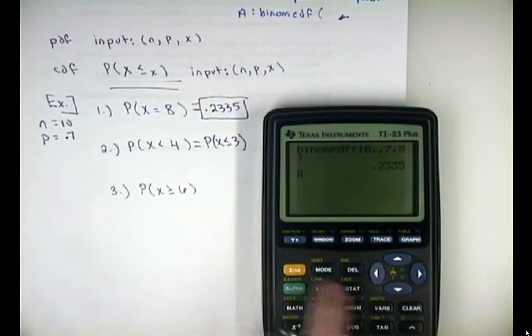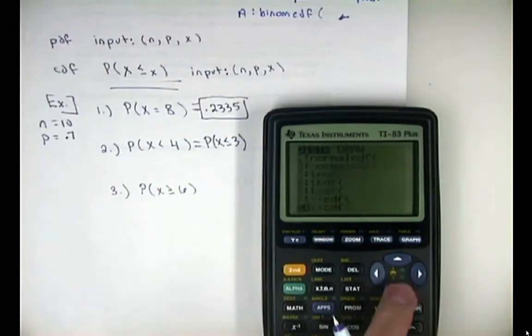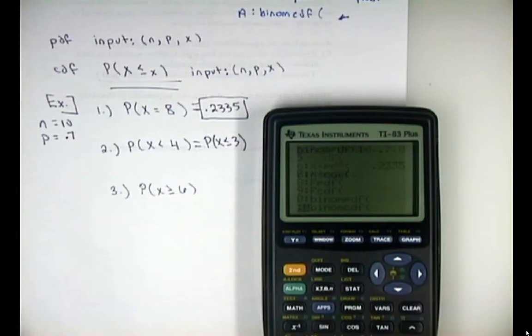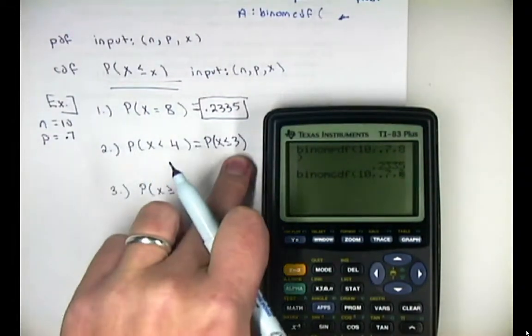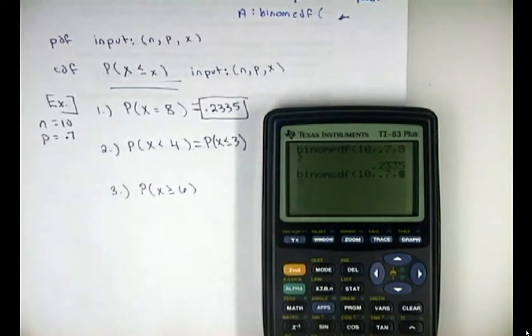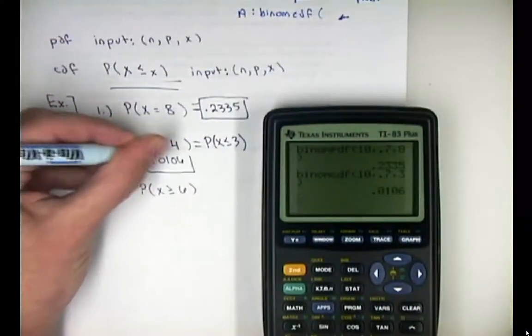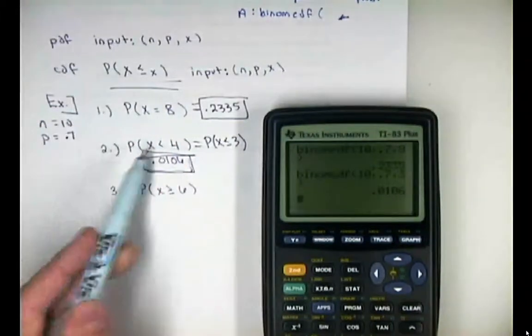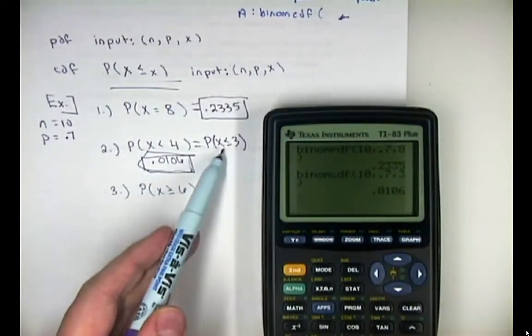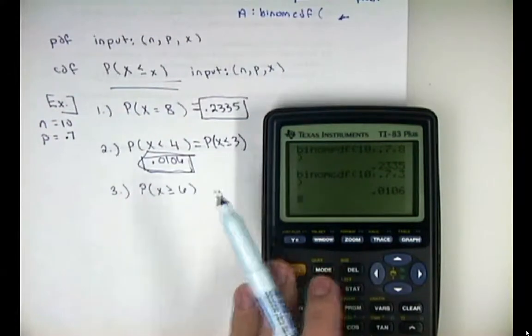So let's go second, the distribution function. Let's bring up the binomial CDF. Let's input our n, comma, our p, comma, and now we're going to input the topmost value here, which is 3. Okay? And we get 0.0106. So if you have a less than statement, you have to turn it into a less than or equal to for this calculator, only for this calculator.